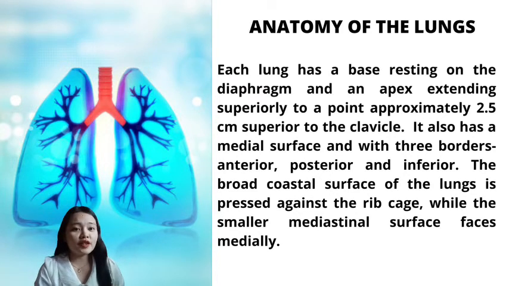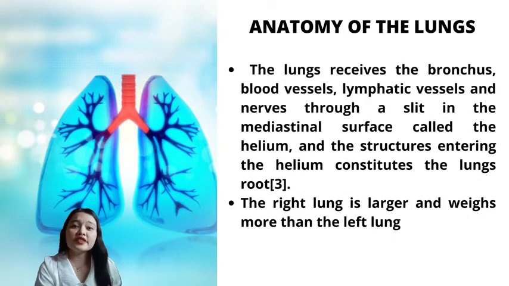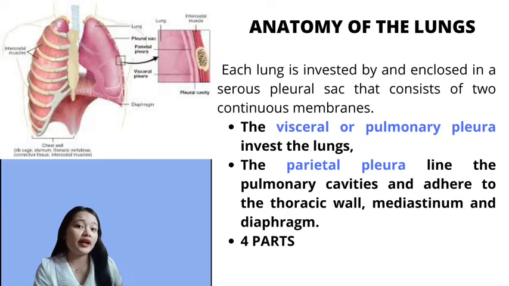The broad costal surface of the lungs is pressed against the rib cage, while the smaller mediastinal surface faces medially. The lungs receive the bronchus, blood vessels, lymphatic vessels, and nerves through a slit in the mediastinal surface called the hilum. The structures entering the hilum constitute the lung's root. The right lung is larger and weighs more than the left lung. Each lung is invested by and enclosed in a serous pleural sac that consists of two continuous membranes. The visceral or pulmonary pleura invest the lungs.